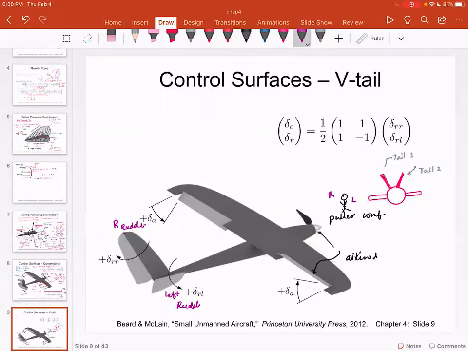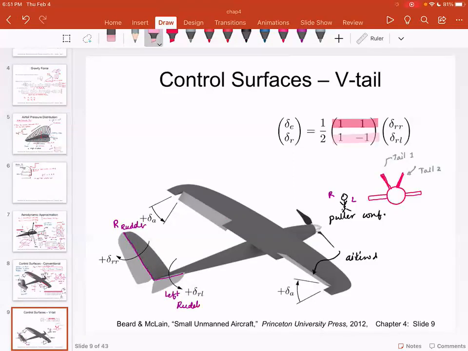And then on this rudder, you have a hinge. On this rudder, you have a hinge. And you have these flaps. And the idea is, if both the flaps move in the same direction, you have the same effect as the elevator. If both these flaps move in opposite directions, you have the effect of the rudder.